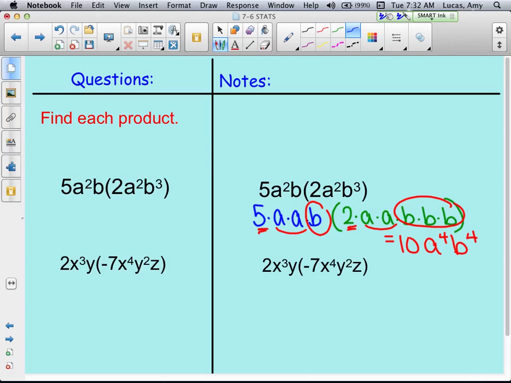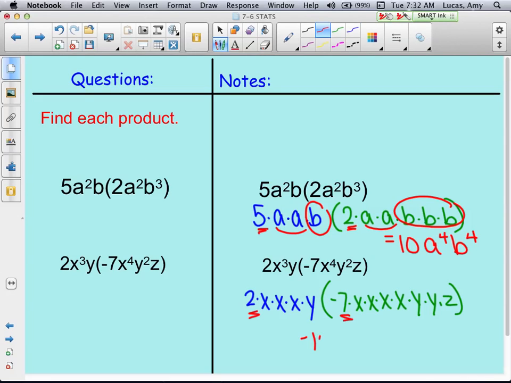And then the bottom one, same thing, 2x to the third y, and then negative 7 x to the fourth y squared z. 2 times negative 7 is negative 14. 3 x's and 4 x's would give me x to the seventh. 1 y and 2 y's, y to the third. And then the z did not have anything to combine with. So negative 14 x to the seventh, y to the third, z.